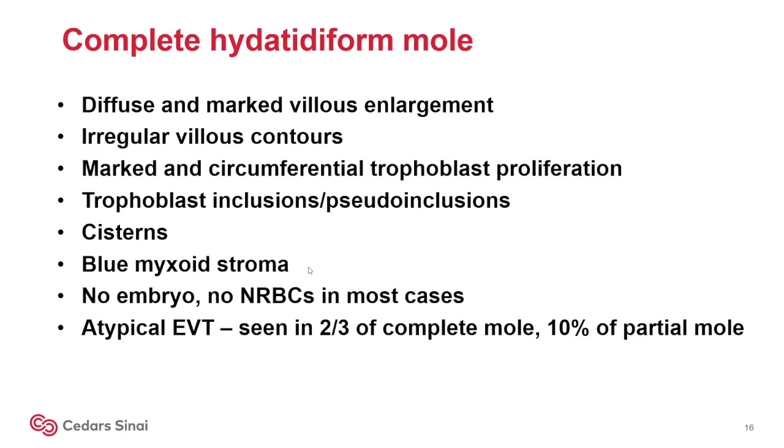They have lots of apoptosis and atypical stromal cells. We should have no embryo and no nucleated red blood cells. And in addition to that, the extravillous trophoblast tends to be quite atypical. Trophoblast is usually atypical, but here they become even more atypical. And that's a phenomenon that is seen in 2/3 of complete moles and about 10% of partial moles.